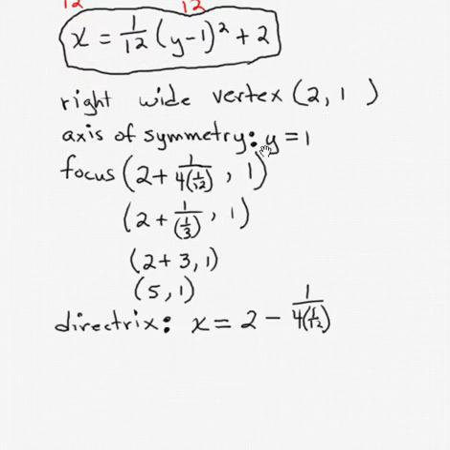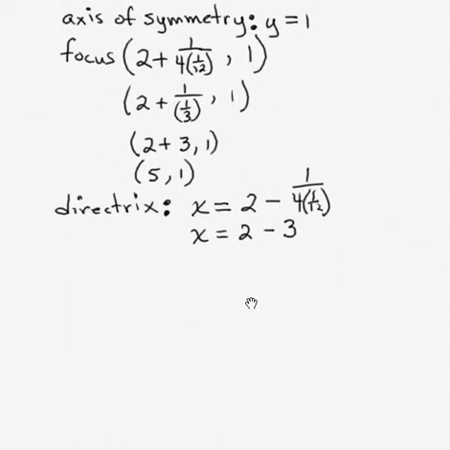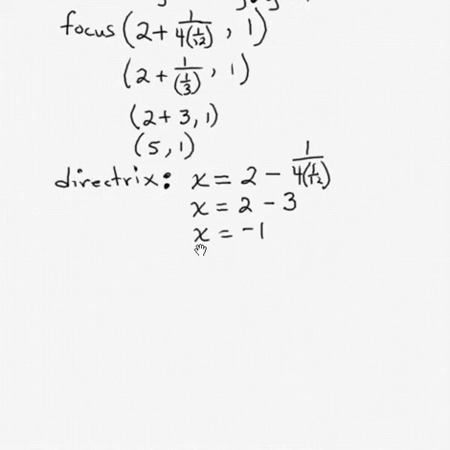Directrix then, since my axis of symmetry was y equals, my directrix is x equals. It's going to be the x value minus 1/4 times a. And we've already established the fact that that was 3. And 2 minus 3 is going to be -1. So x equals -1 is my equation for my directrix.